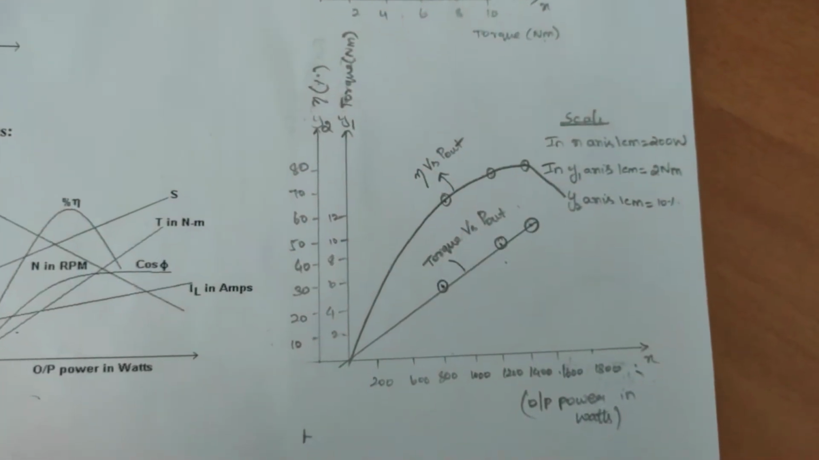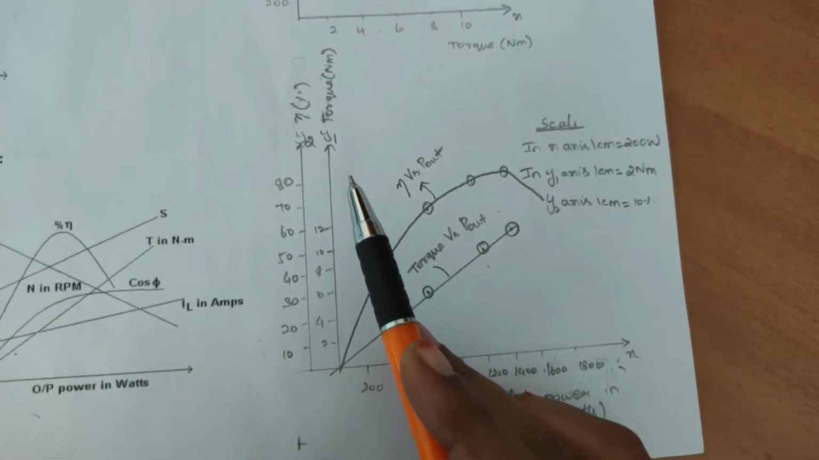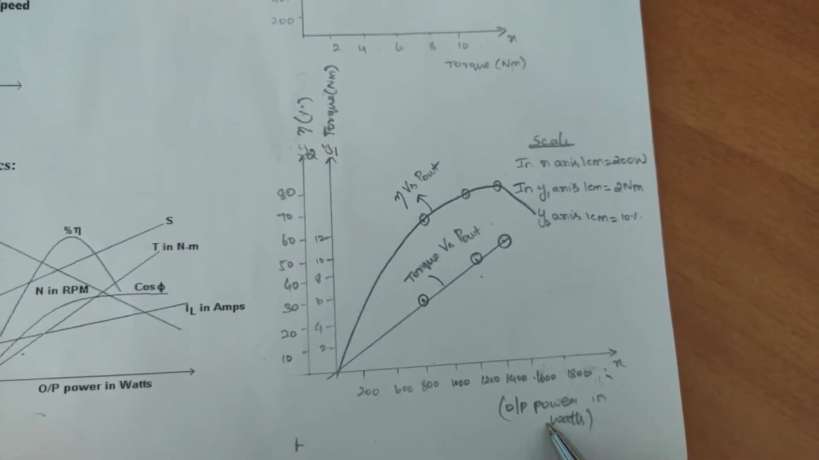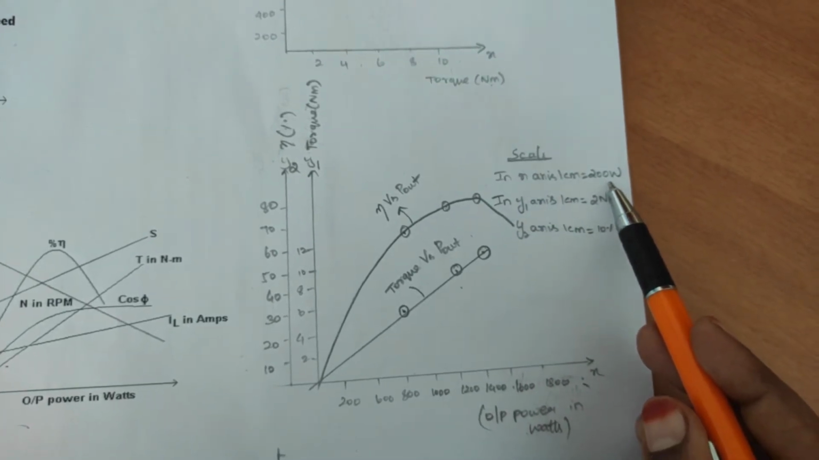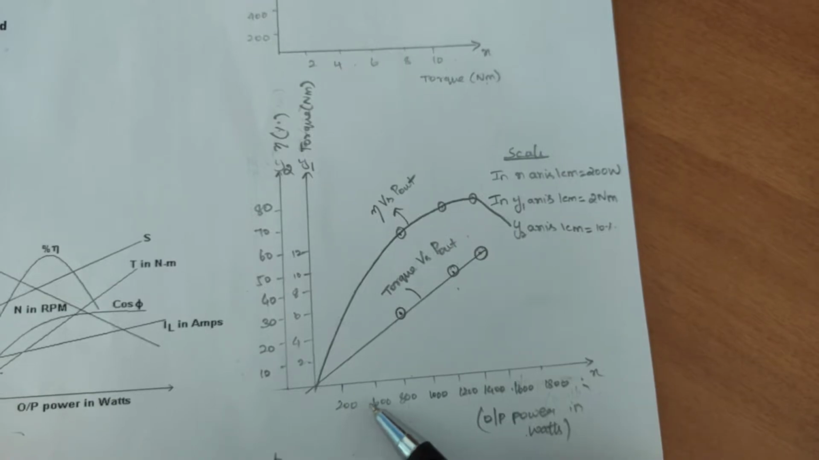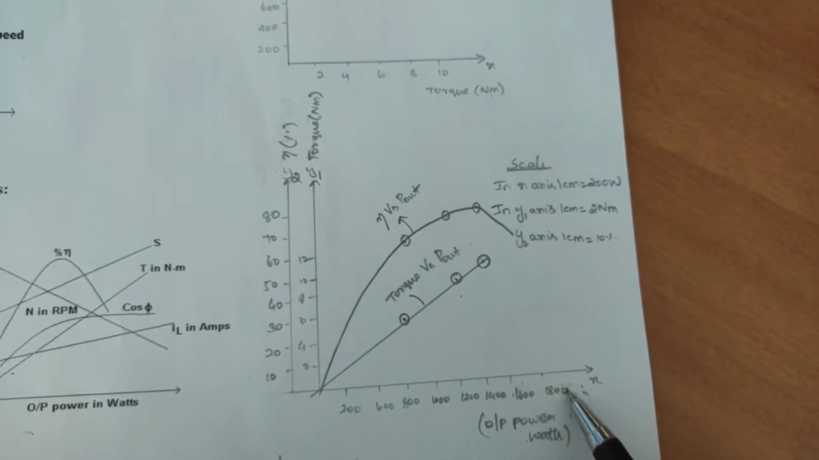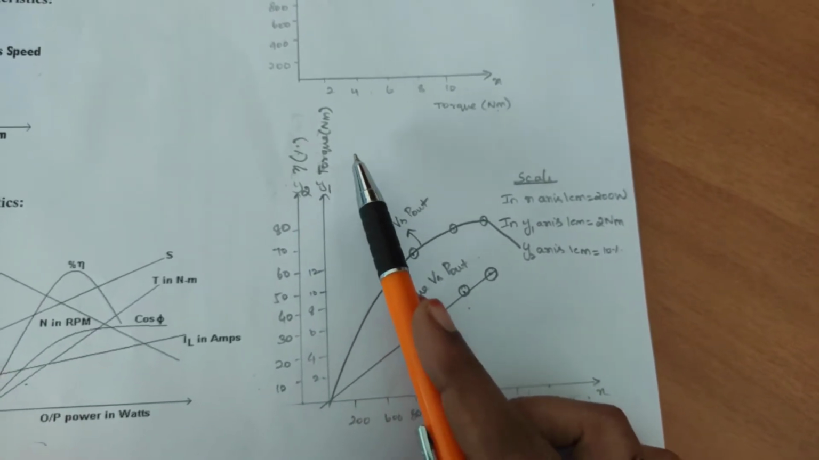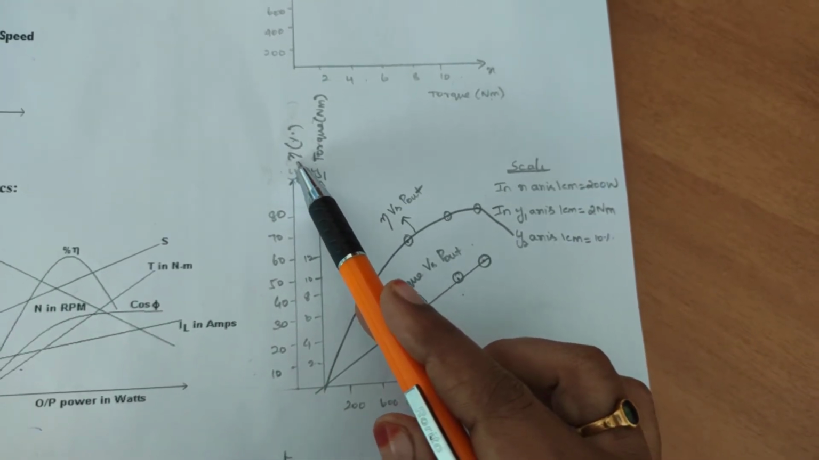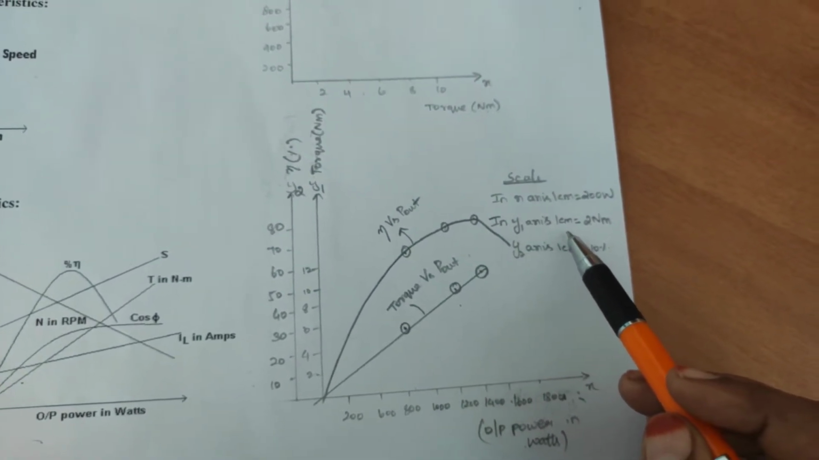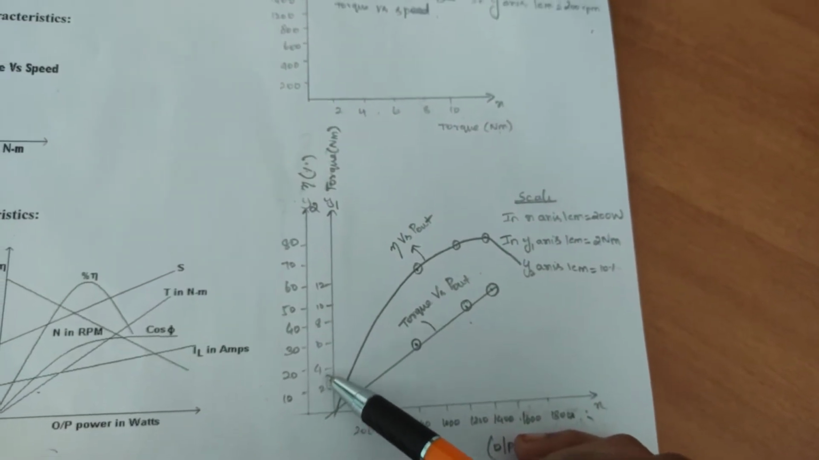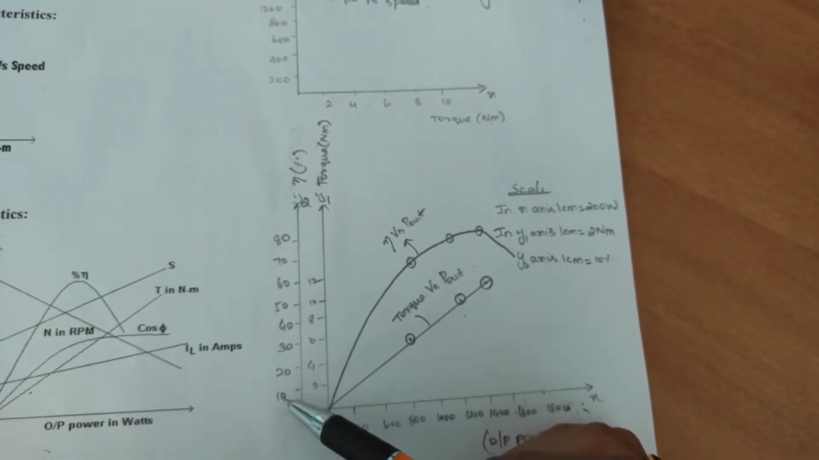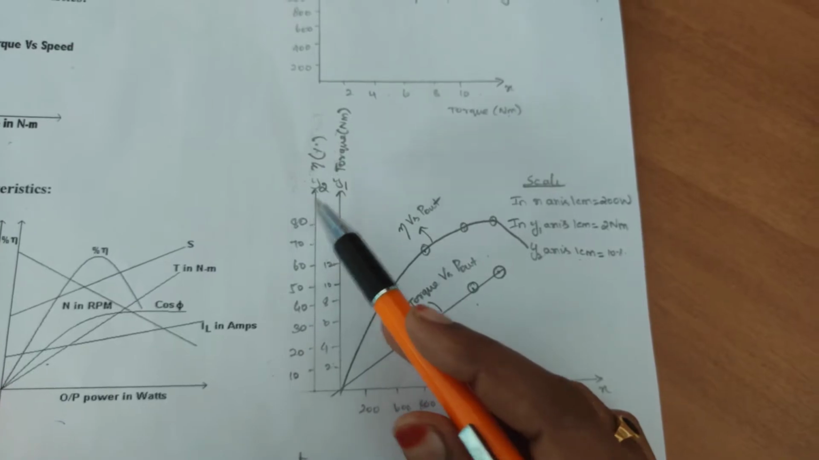And this is your electrical characteristics, which is output power versus torque as well as efficiency. On the x-axis you have to take the output power, where 1 centimeter is equal to 200 watts, so I have taken 200, 600, 800 up to 1800. The y-axis has two axes, y1 and y2. On y1 I have taken torque, and on y2 efficiency. In the y1 axis, 1 centimeter equals 2 Newton meter, so I have taken 2, 4, 6, 8, 10, 12. In the y2 axis, 1 centimeter equals 10 percent, so 10, 20, 30, 40, 50 up to 80.